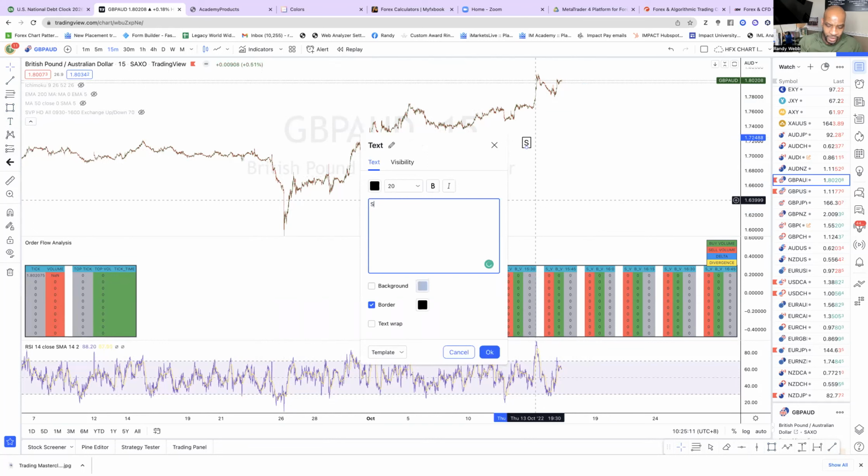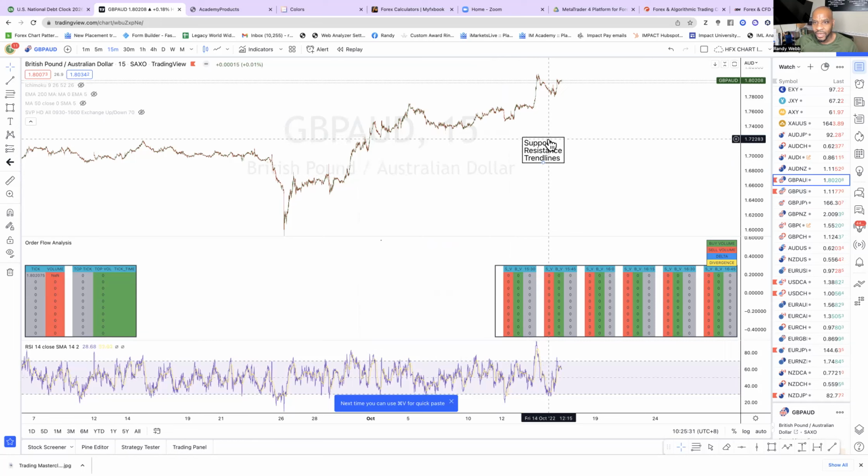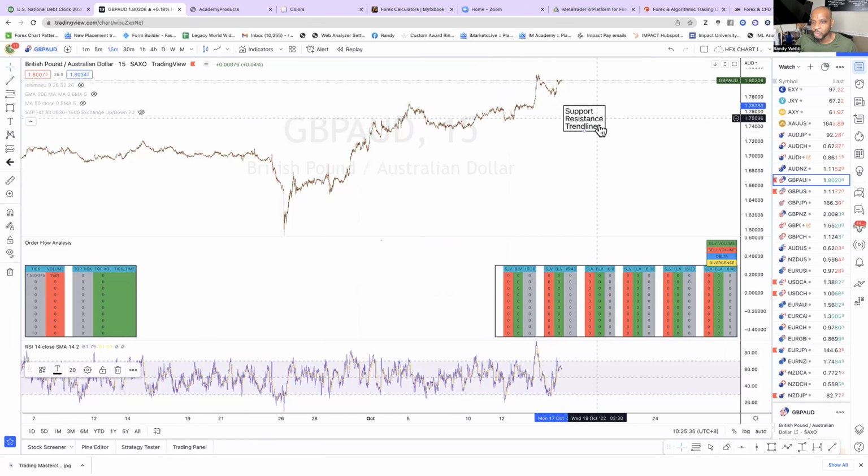All right, so write this on your paper. S for support, R for resistance, T for trend lines. Okay, we call that SRT. And before you enter any trade, this is the first thing that you're going to look at. Okay, you shouldn't be pushing a sell or buy button without knowing where the support is, where resistance is, where trend lines are.